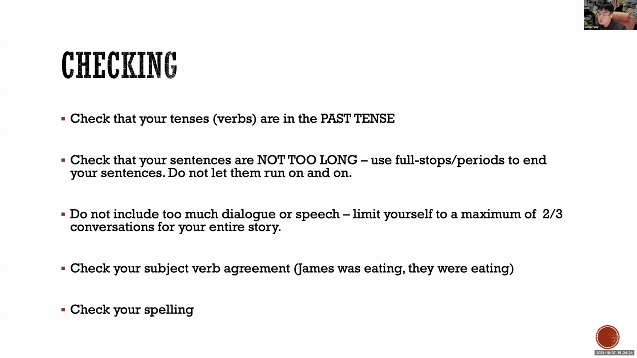The others, I leave it to you to look at. Okay, try not to include too much dialogue. Try to be careful with your subject-verb agreement. And lastly, check your spelling. But spelling is a bit difficult because you may not know what is the correct spelling for the word. Okay, but just try your best. Okay, make sure that you don't make any careless spelling errors, and then you should be fine.